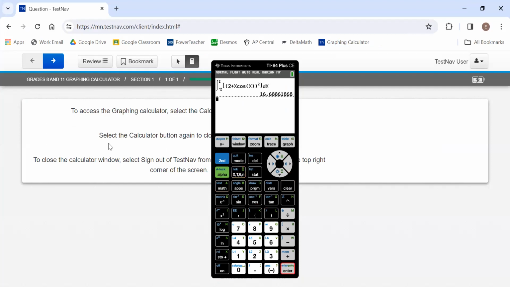And that gives us like 16.688618868. And if we multiply that by pi, because we had a pi out in front of it, looks like we get 52.429.